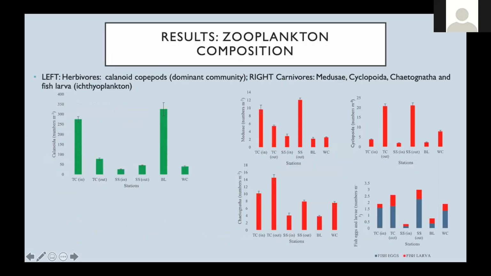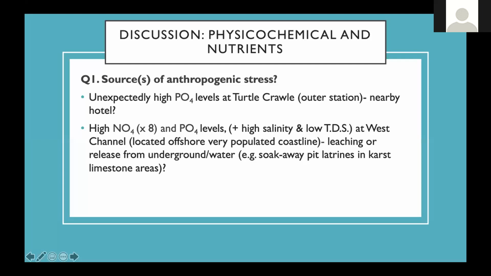With regard to the composition, on the left there, that's the herbivores, the main herbivores, which are the calanoid copepods, the dominant community. In this investigation, you can see that numbers were highest at inner stations again, such as Turtle Crawl and Blue Lagoon. And the graphs on the right in red are the carnivores. And you can see a clear antagonistic relationship, such as at the outer stations, the carnivores are more dominant versus the herbivores being more dominant at the inner stations. So I look at the discussion.